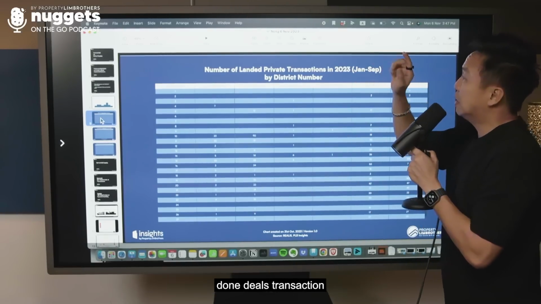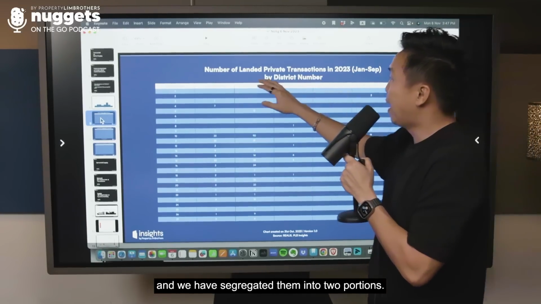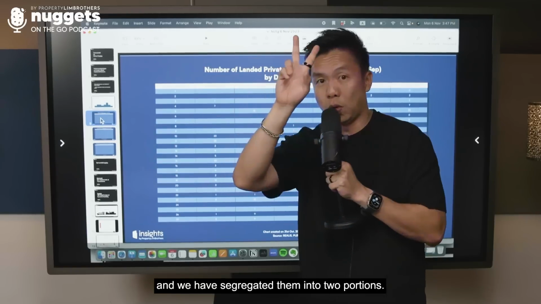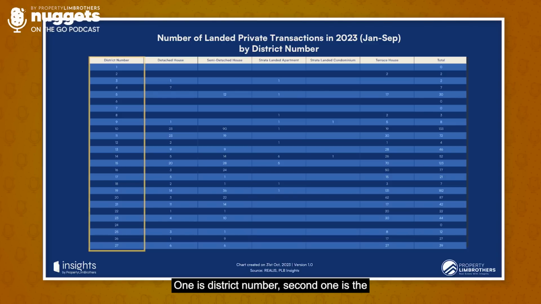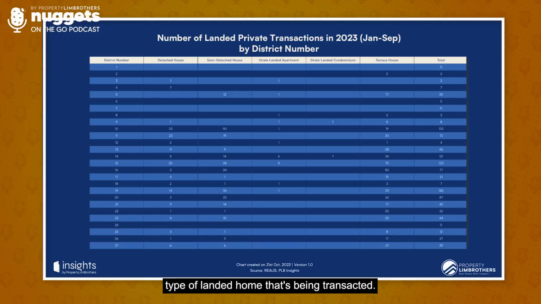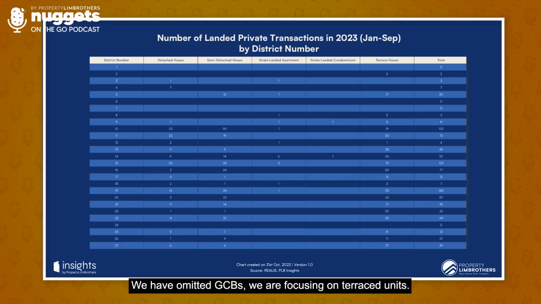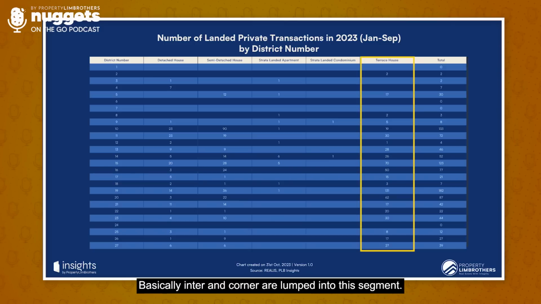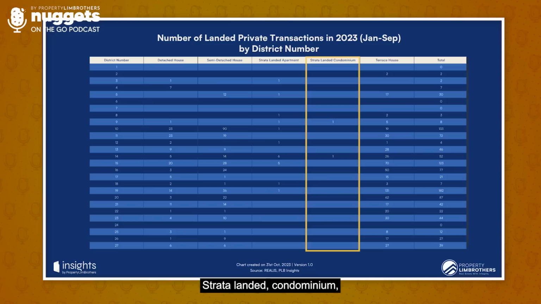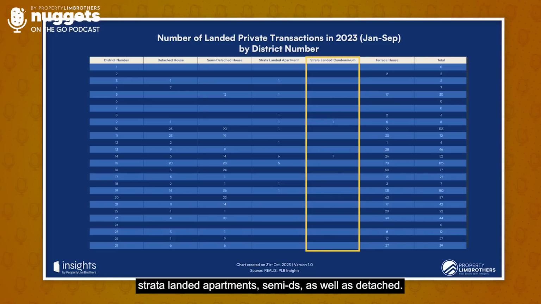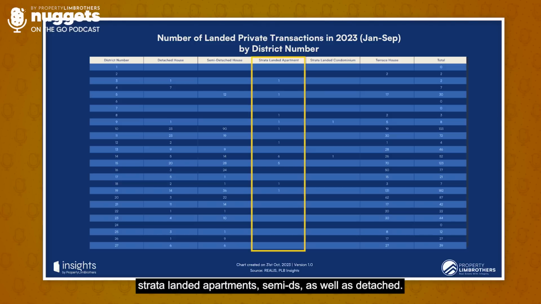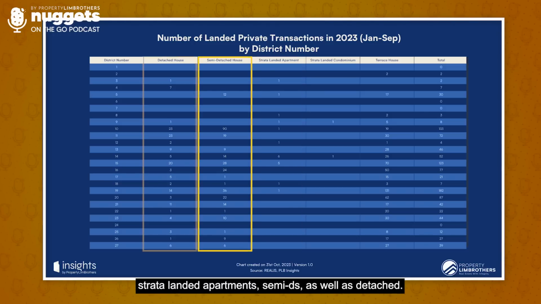We have extracted January to September done deals transactions, and we have segregated them into two portions. One is district number. Second one is the type of landed home that is being transacted. We have omitted GCBs. We are focusing on terrace units. Basically, inter and corner is lumped into this segment. Strata landed condominium, strata landed apartments, semi-Ds, as well as detached.